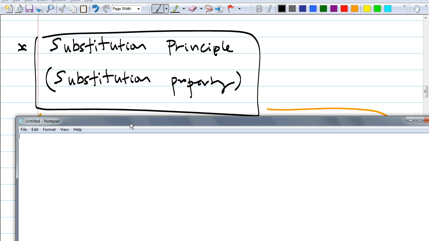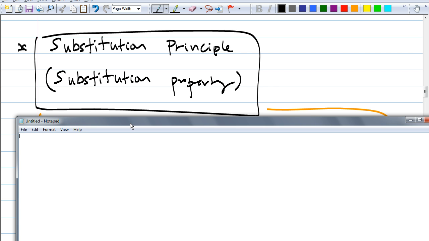How many people have heard of the substitution principle, or as we actually call it, the substitution property? How many people have heard of this before? Okay, good. Not all of you. How many people have heard of a sub in Mr. Huang's class? What does that mean? Substitute. Replacing me, right? Like someone else is here if I'm out. So it's kind of similar to that.